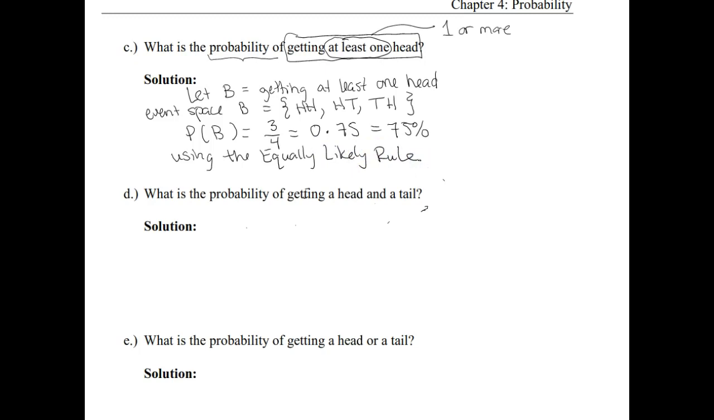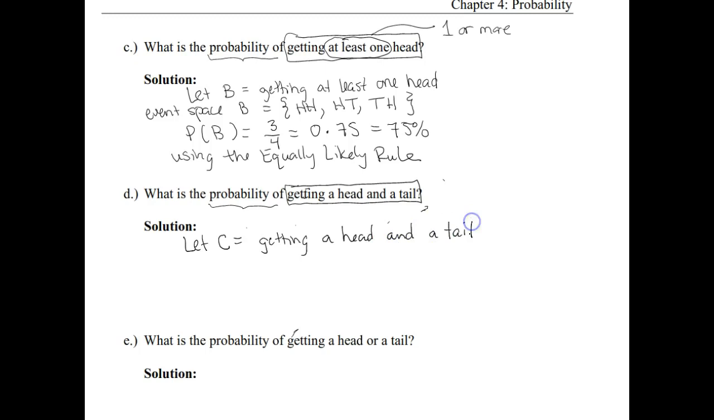Part D asks us for the probability of getting a head and a tail. So again, here's these words, probability of, so our event, in this case that we're interested in whether it happens or not, is getting a head and a tail. Okay, so we're going to let our event C be getting a head and a tail.